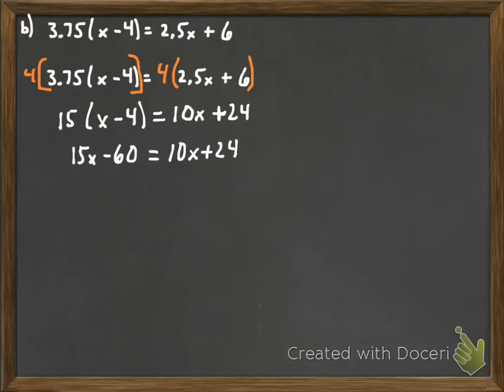And then subtract 10x from both sides. We'll have 5x minus 60 is equal to 24. Then add 60 to both sides. We'll get 5x equals 84. And so x will be equal to 84 over 5. 16.8 if you use your calculator and realize that you didn't have to round your answer.